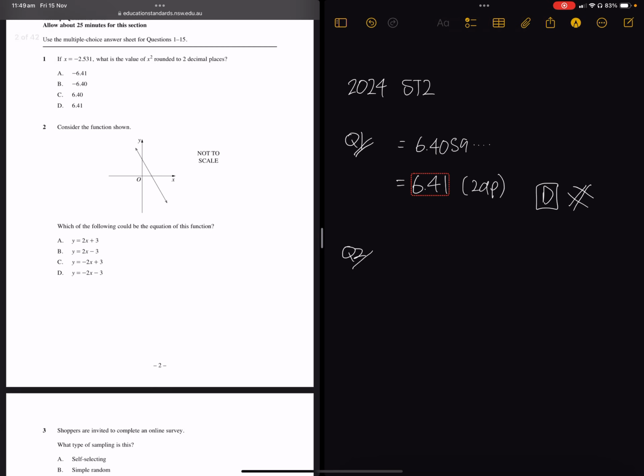For question 2, we are told which of the following could be an equation for this function. Well, if you look at the function, the line, it has a negative slope. So m is negative because it goes down to the right. Its y-intercept, however, is above the origin, so its y-intercept b is positive. So we're looking for a line with a negative slope, positive y-intercept. The only one that satisfies those conditions is C. So the answer to question 2 is C.